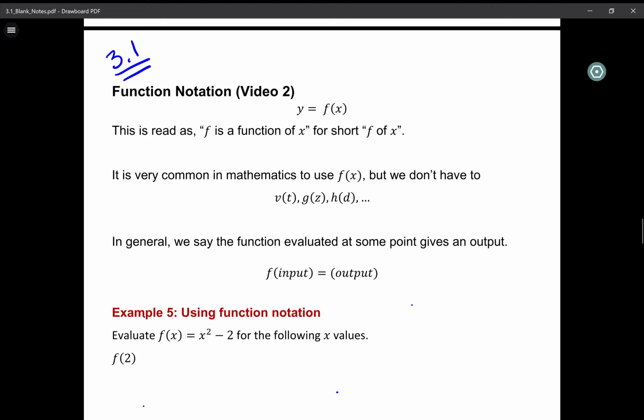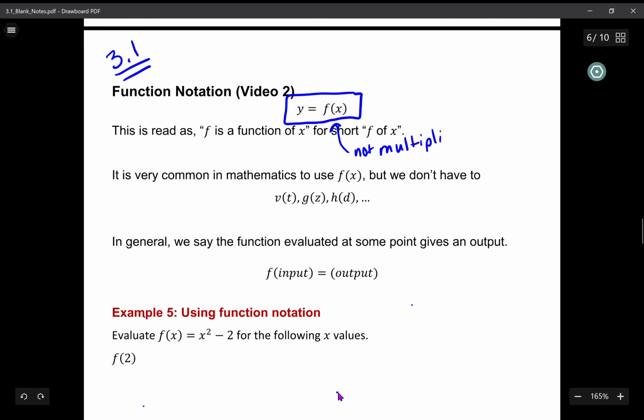And the basic function notation is y equals f of x. This is read "f of x," and it's not multiplication. That's not f times x. It's f is a function of x. So in general we say f at some input equals some output. Let's practice using function notation.